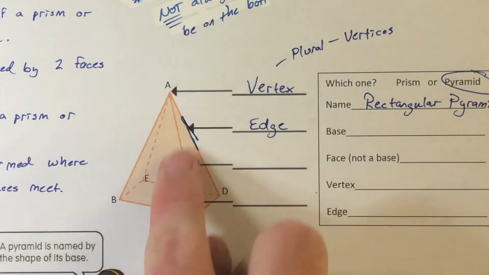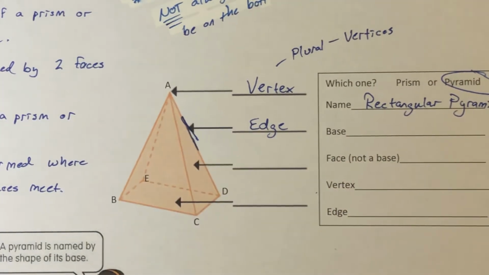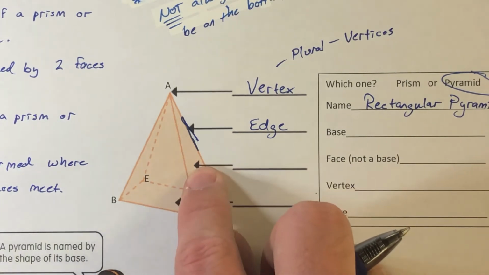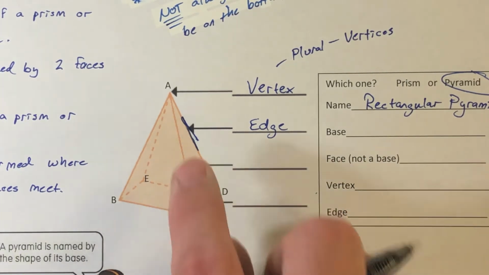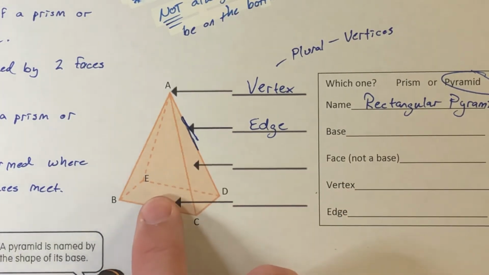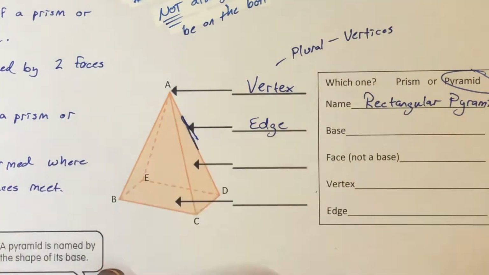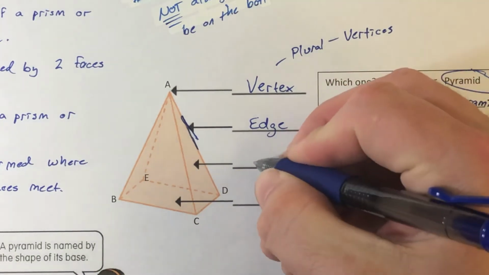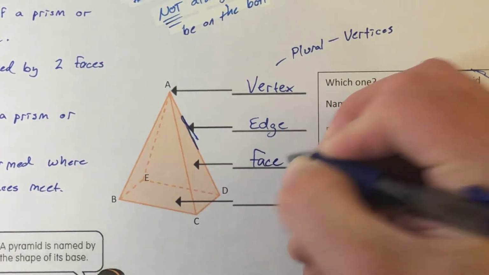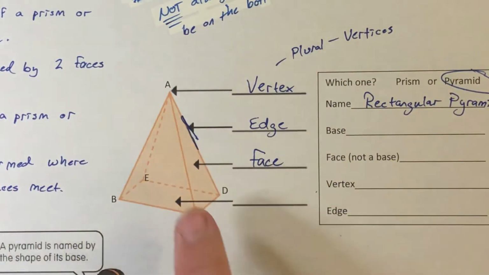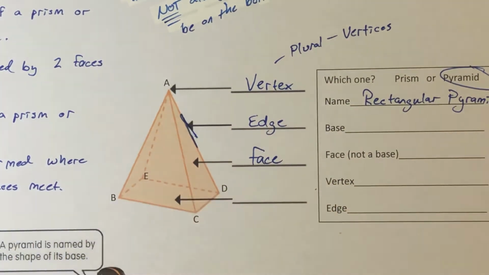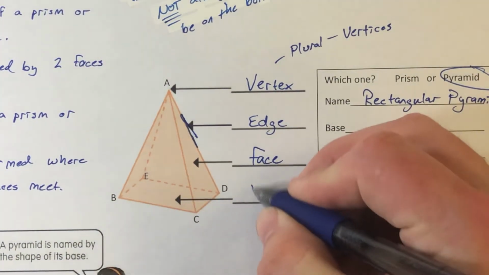Next, this is pointing to a surface. So that's either going to be a face or a base. We're going to go with face because that rectangle is technically our base because it's being surrounded by the triangles. So this is our face. There are technically 5 faces, but the bottom face has a special name, base.